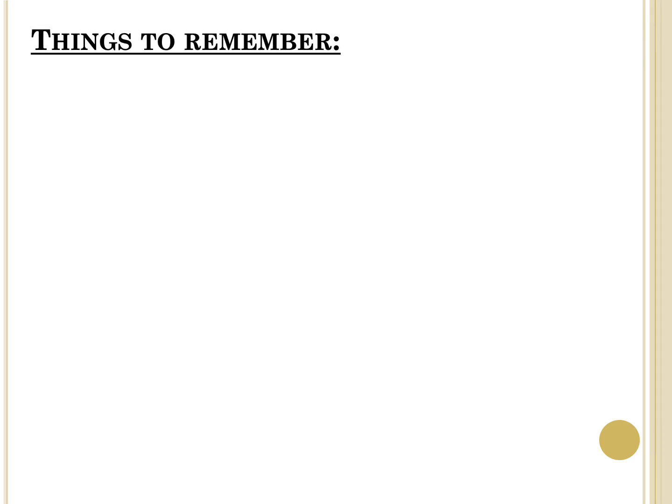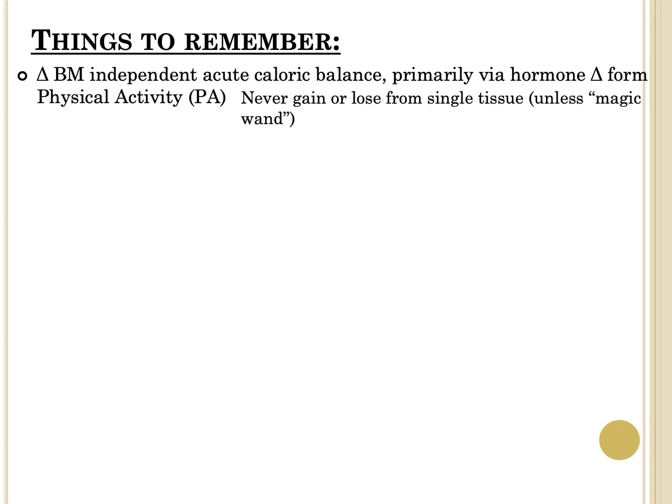And so, as we get into the issues of the fad diets and doing dietary recalls and looking at our ways of eating, we have to remember a few things: that the change in body mass will be independent of any acute caloric balance. That is, what I do today will not directly alter my body mass. Body mass should not vary very much on a day-to-day basis. However, over multiple days, you may see changes.